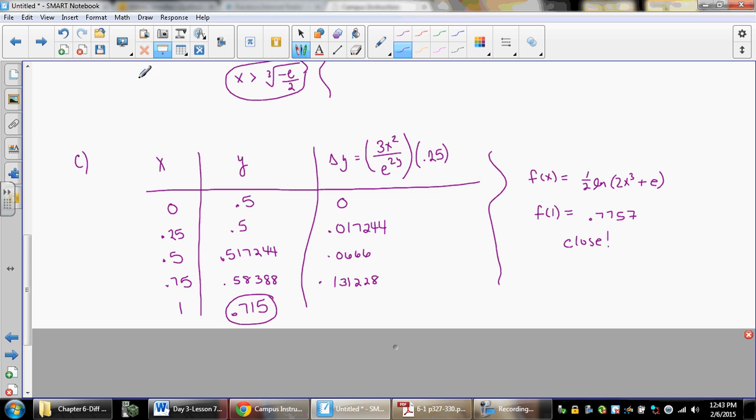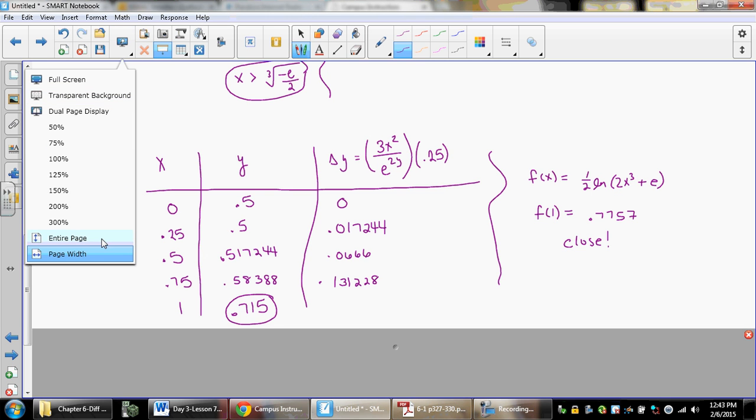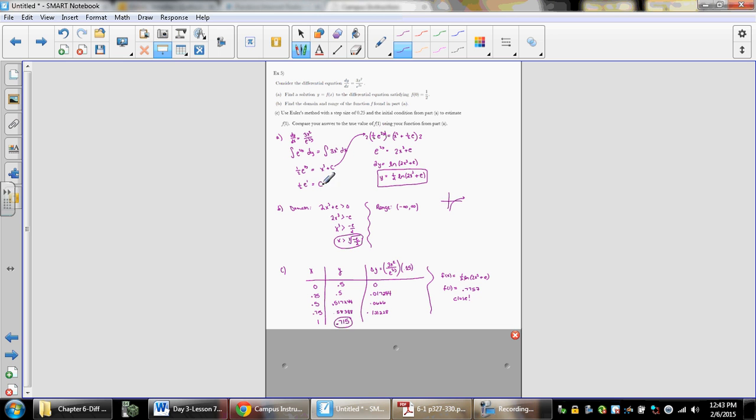There was a lot of stuff going on here. If I change my zooming here to the entire page, we had to separate the variables to get a solution. We had to find the domain and the range of the solution. And then we had to use Euler's method. All right, this is a little bit more than you'd probably have to do in an AP problem, but maybe not. So it all kind of depends on the year.